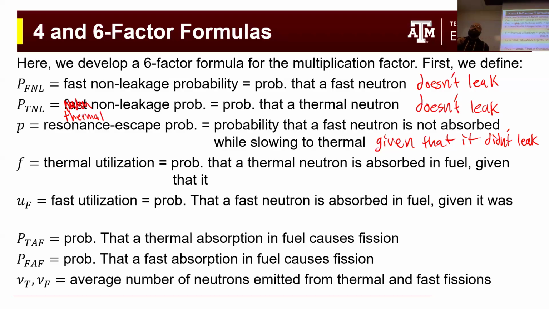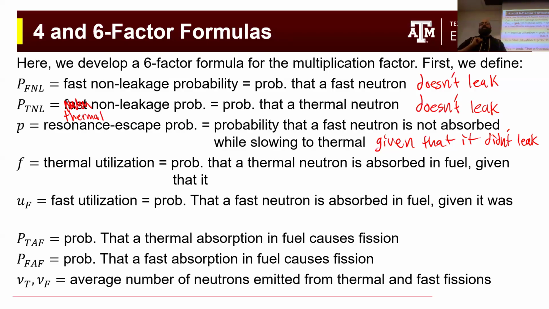That resonance escape probability has to do with the intermediate flux that we were talking about, and the neutrons in the intermediate flux likely being absorbed by the fuel. We call those resonance captures. The resonance escape probability is the probability that the fast neutron does not get absorbed while it's slowing down.